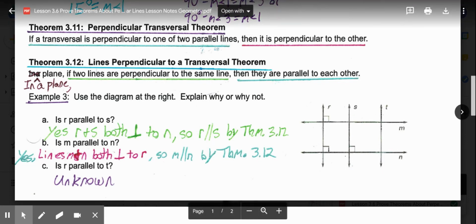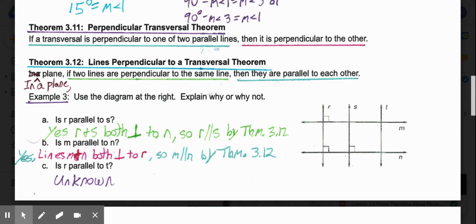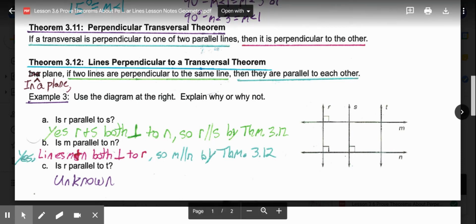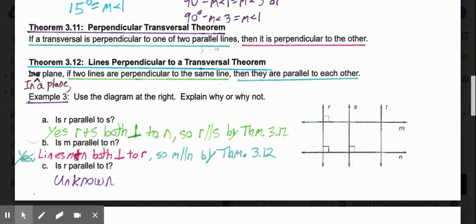And then we have theorem 3.12, the lines perpendicular to a transversal theorem. And there is a typo there, it should read in a plane. So in a plane, if two lines are perpendicular to the same line, then they are parallel to each other. So if we look at lines R and S here, R and S are both perpendicular to line N, so we could say R and S are parallel to each other.